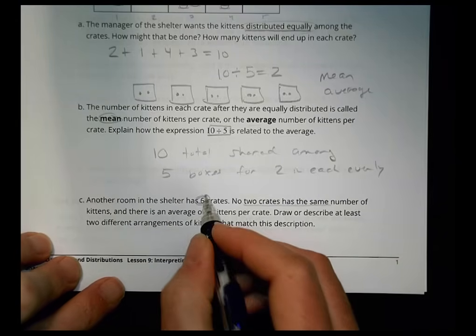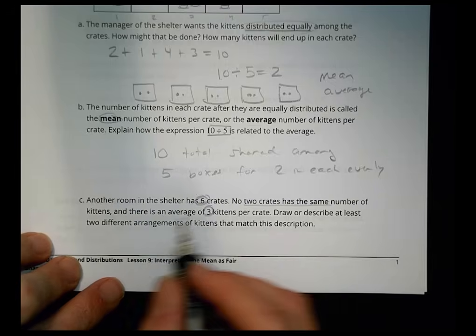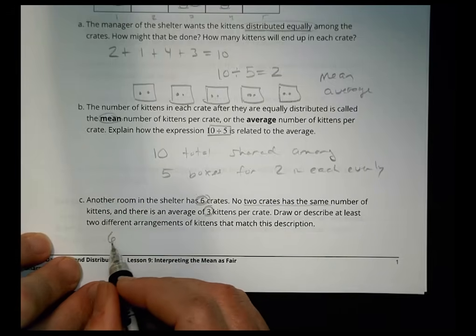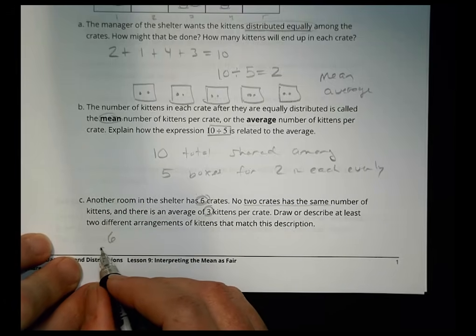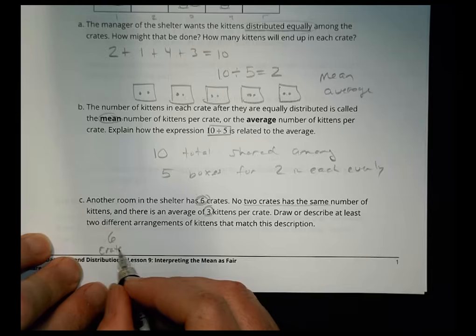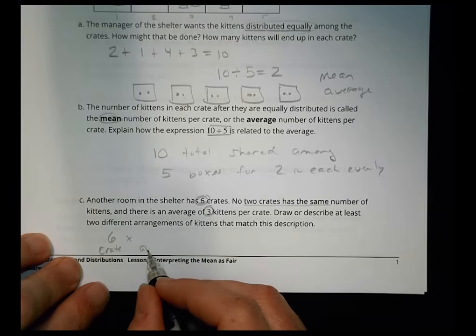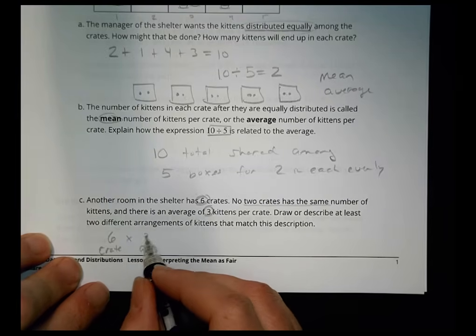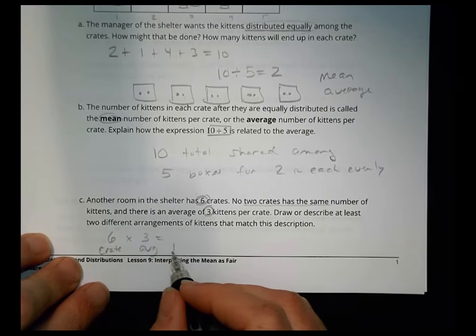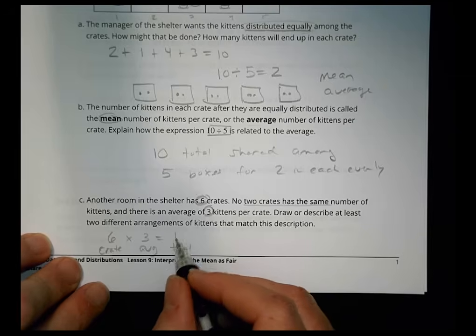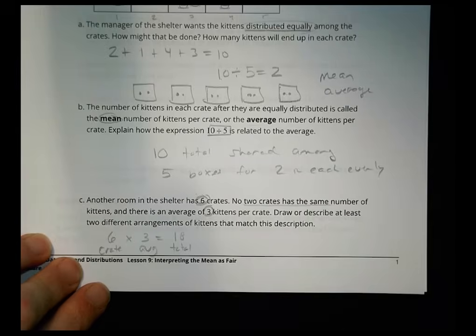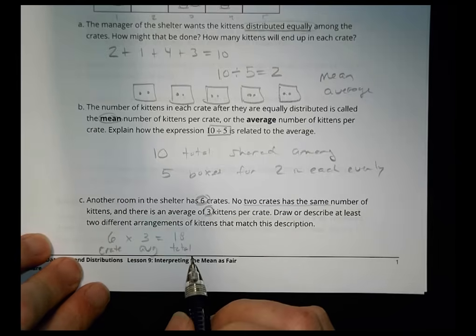Let's first of all figure out how many they have altogether. Now there are 6 crates already, right? That's the number of crates, and we're going to multiply that by the average. Now the average per crate is 3, and that's going to give us the total number of kittens we have, which in this case happens to be 18. All right. So our total number of kittens we're working with is 18. It helps us start there a little bit.